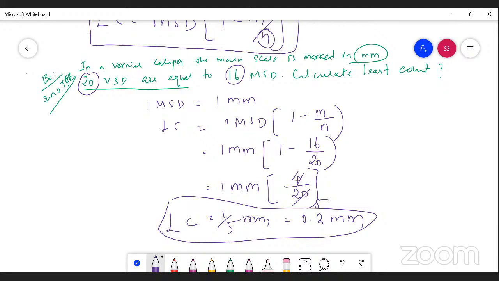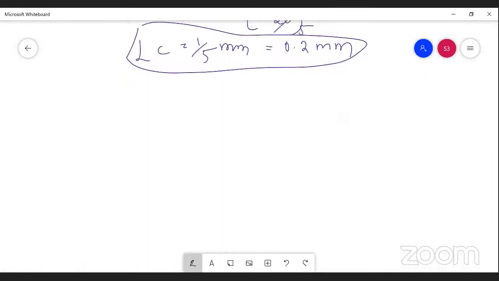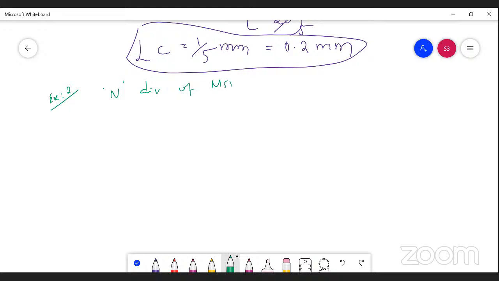And the next one is very, very important. This is also a 2003 JE question. Example 2: in a vernier caliper, n divisions of main scale are equal to n plus 1 divisions of the vernier scale.